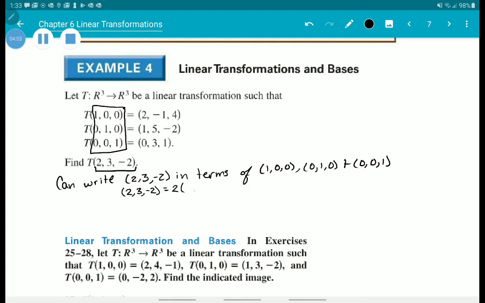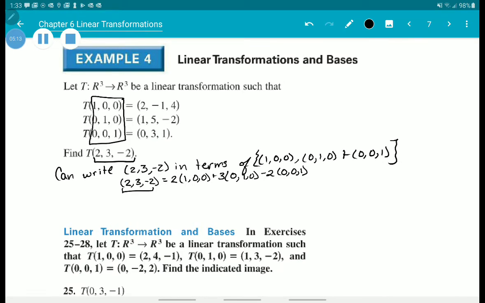So if we take 2 times that first vector, 1, 0, 0, that's your I vector, plus 3 times the second vector, 0, 1, 0, minus 2 times the third vector, 0, 0, 1, then we've now written this vector as a linear combination of those three vectors. Now we know how that transformation applies, so let's take the transformation of both sides. So I'm going to take the transformation of 2, 3, negative 2, and that's going to be equivalent to the transformation of all of that stuff.